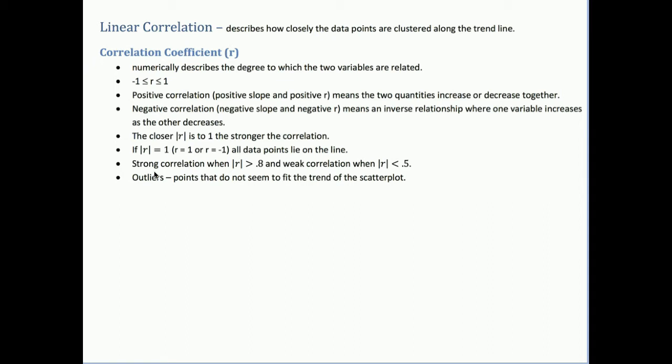Looking for strong correlation, you want to be 0.8 or higher. Weak correlation is less than 1/2. And then there's sometimes these outliers. Outliers are points that don't seem to fit the trend line. So maybe there was an error in calculating, or maybe there's just one that's really strange or different. Sometimes you ignore outliers, so that is a way to calculate or talk about the linear correlation. We use the correlation coefficient, which describes how closely the data points are clustered along the trend line. So here are some examples.